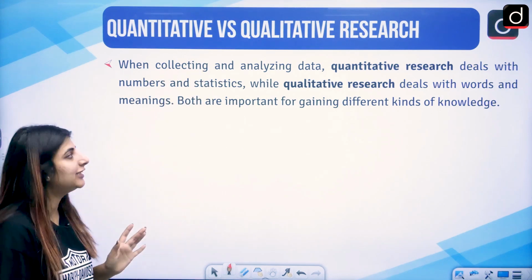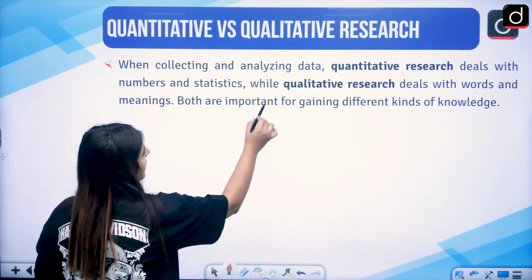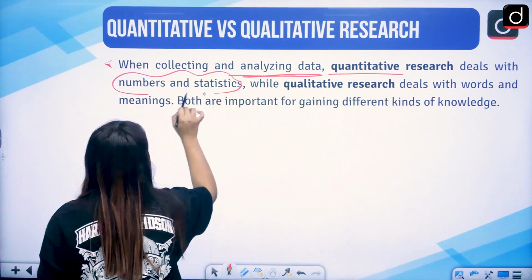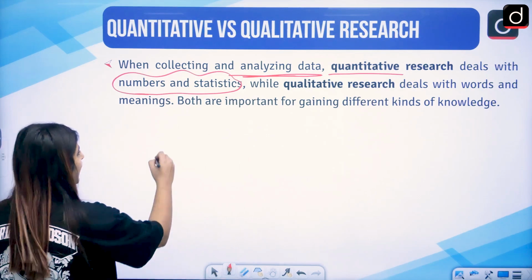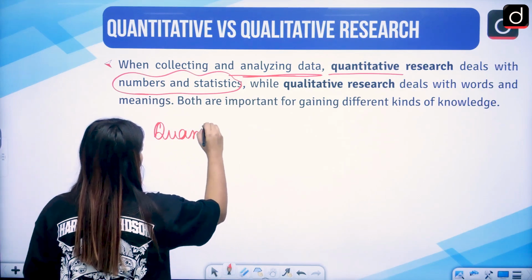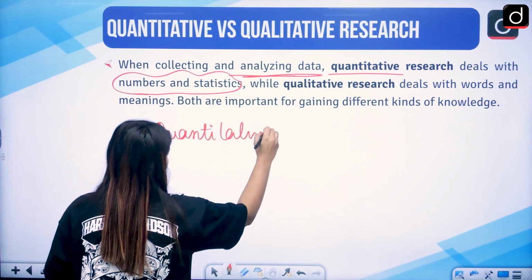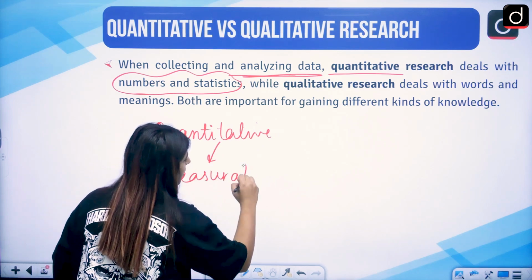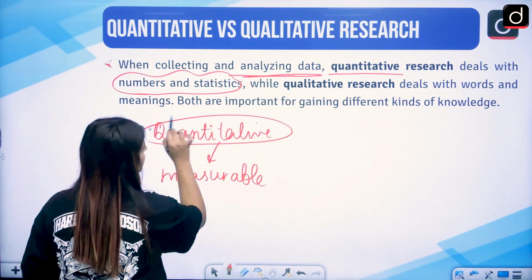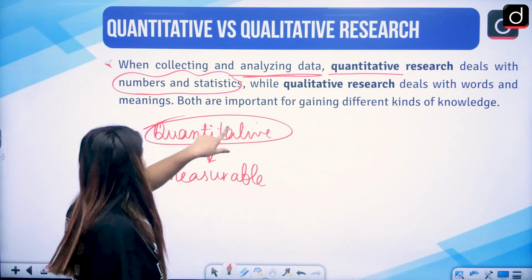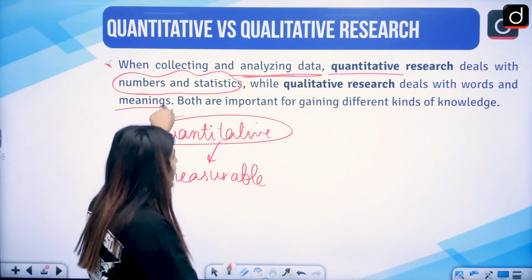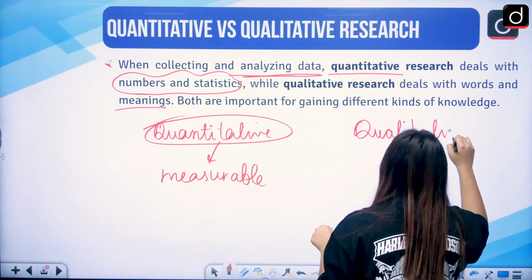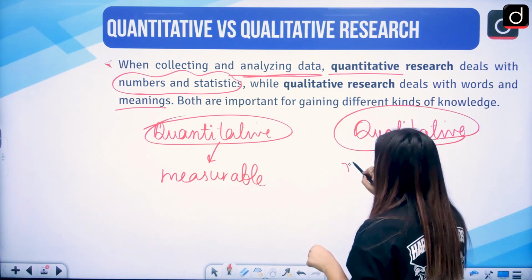Quantitative versus qualitative research. Now, when collecting data and analyzing data, quantitative research deals with numbers and stats. So now you know anything which can be measured will be quantitative. So quantitative research will be measurable. On the other hand, qualitative research deals with words and meanings, which means that this kind of research will be non-measurable.